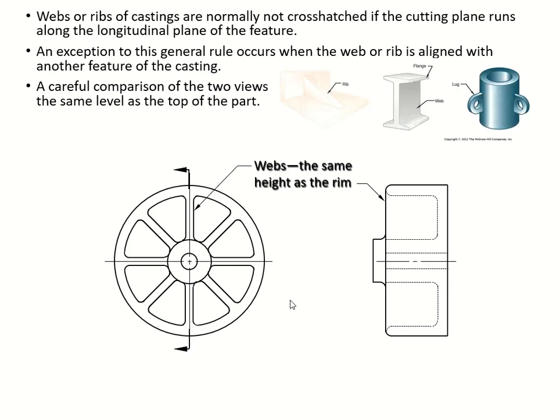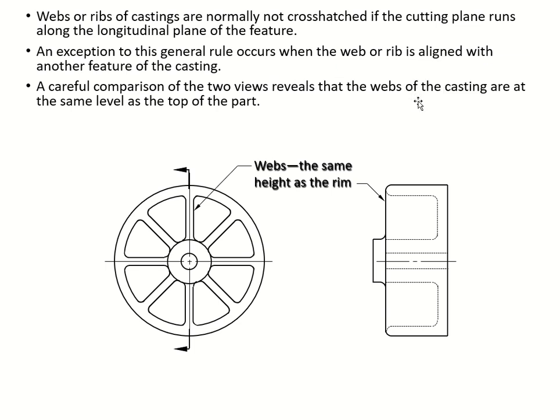Okay, so before we get into your webs and your ribs, you have to review your features. So this is your rib, and that is your web. And this is just your flange and your lug. Just make sure that you review the features.